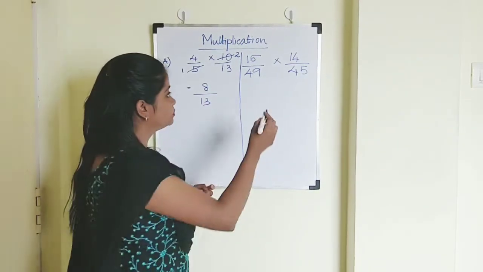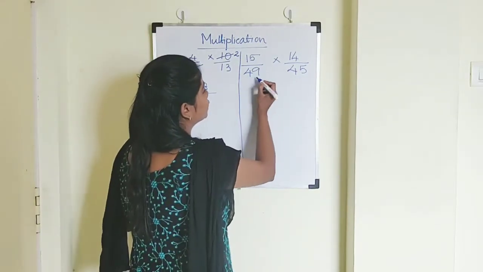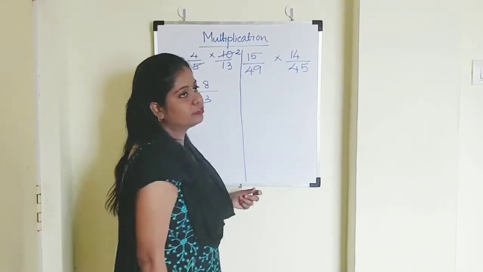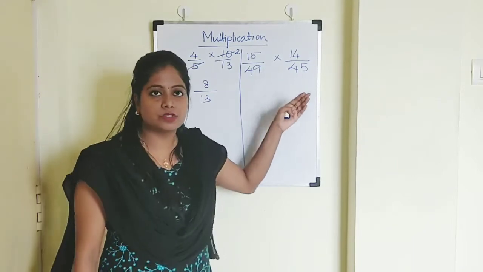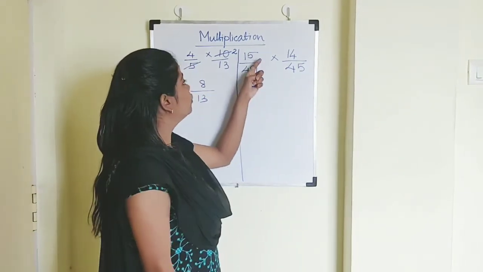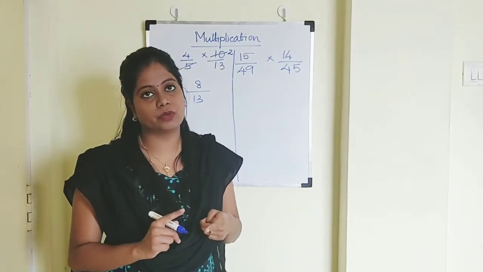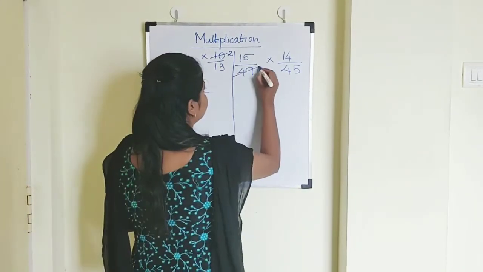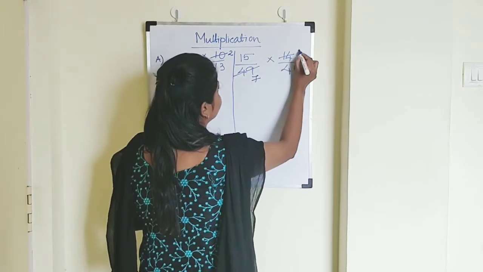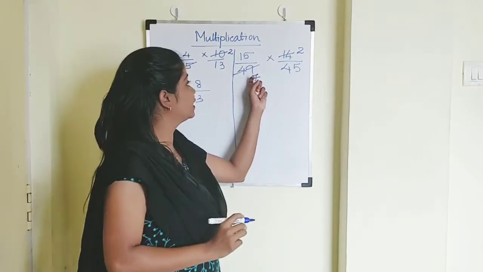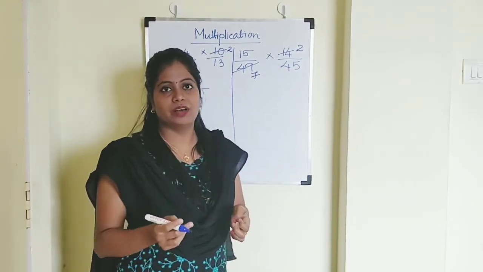Coming on to this. Let's do this. If you see 15 by 49 multiplied by 14 by 45. Now I need to see anything is common in them or not. Now 49 and 14, both of them they go in 7's table, right? So 7 7s are 49, 7 2s are. So can I cut them further? 7 and 2? No, right?